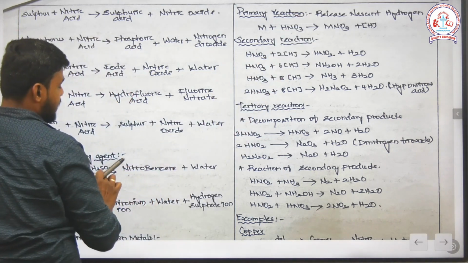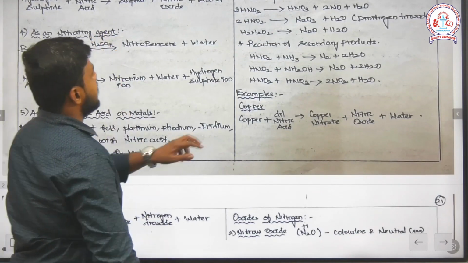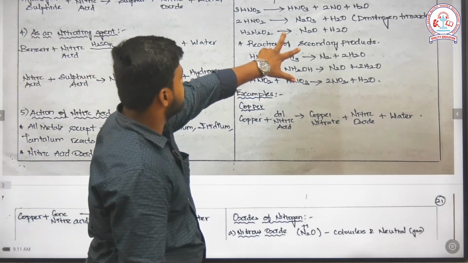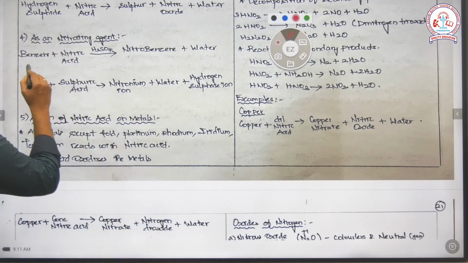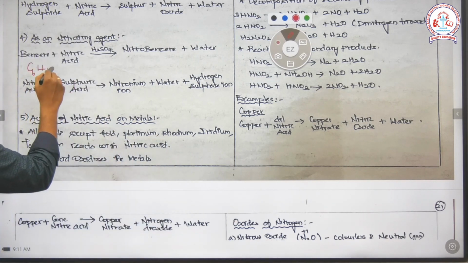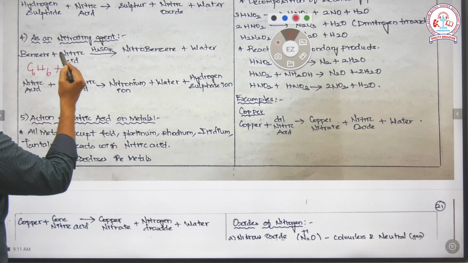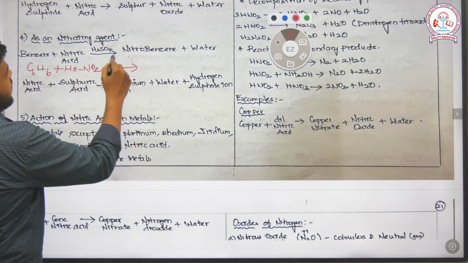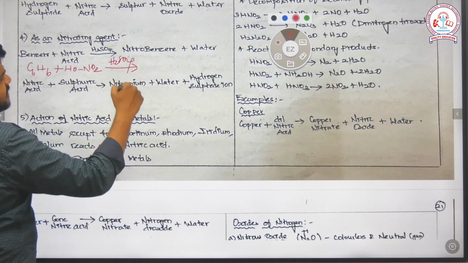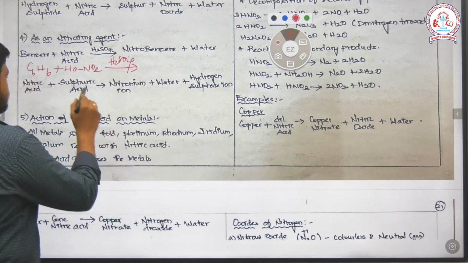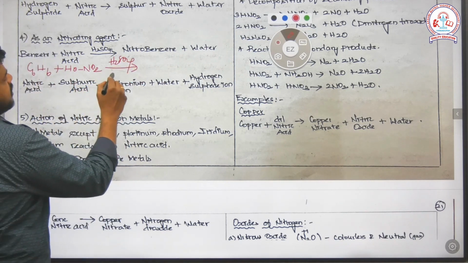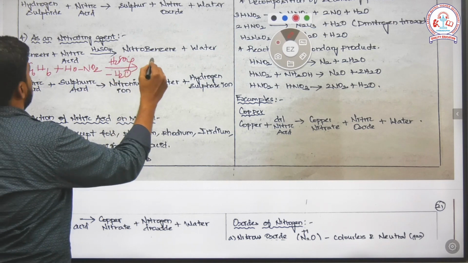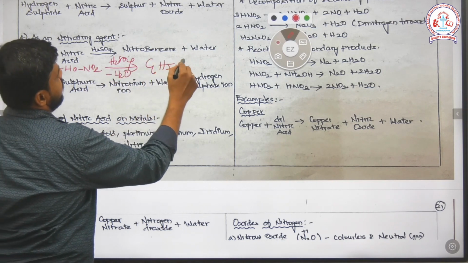The next one: nitric acid has an ability to nitrate organic substances like benzene to form nitrobenzene. See, benzene C6H6 with HNO3. HNO3 I will write as HONO2 with the help of sulfuric acid. Sulfuric acid along with nitric acid acts as a nitrating mixture. Then one of the hydrogens will take up this OH and goes as H2O. Your product is C6H5NO2.